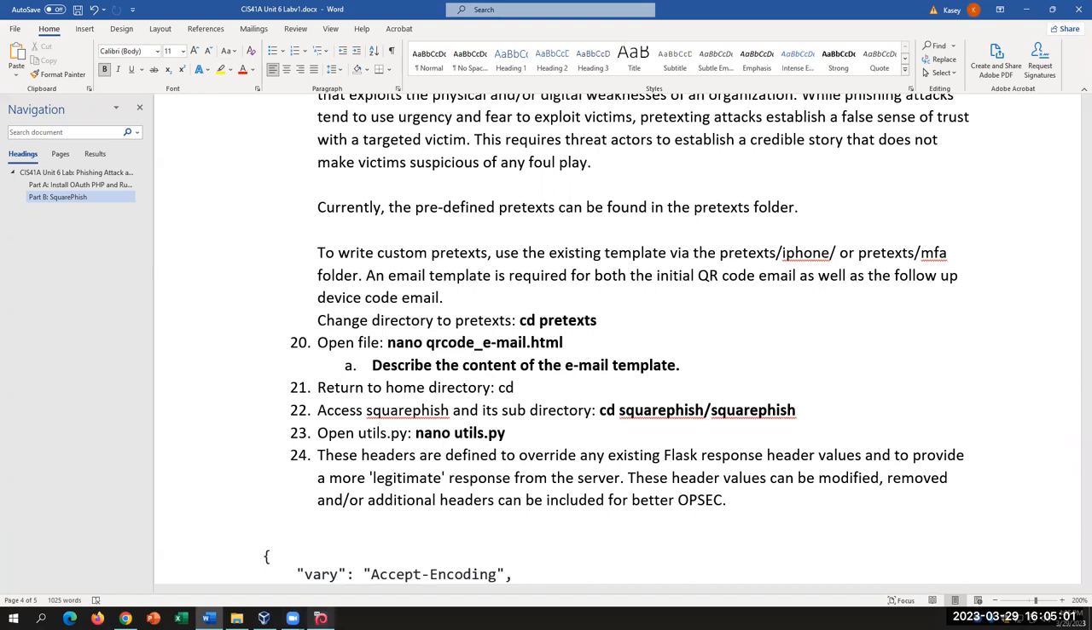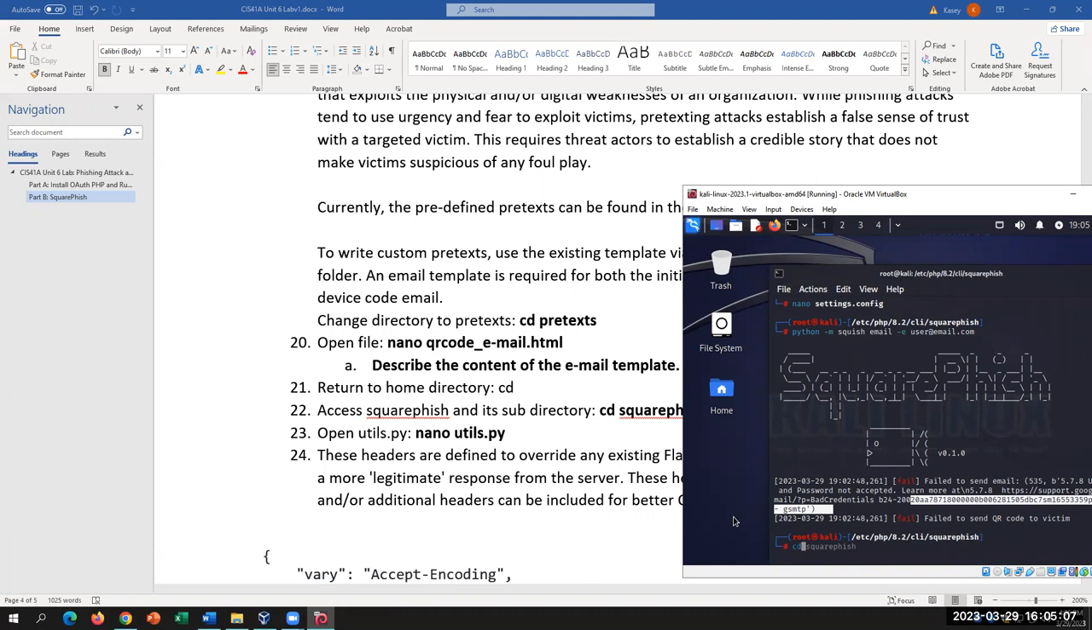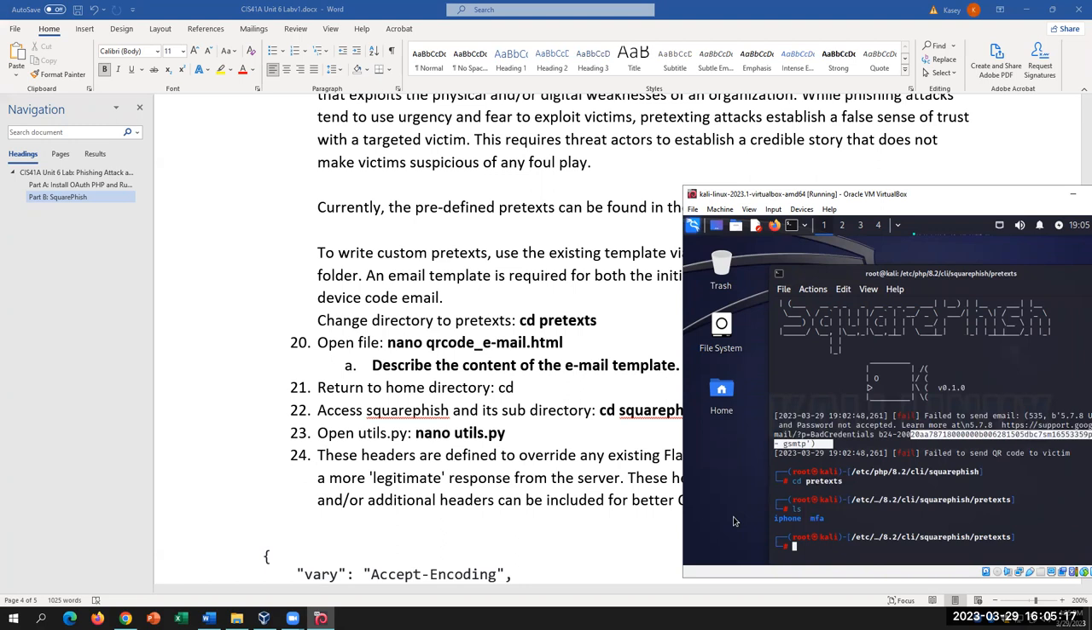And in order to do some pretext, you've already installed SquarePhish, it's already there. Let's look at pretext. If you do ls on it, you'll see that it has the iPhone and the MFA directories. If you want to target iPhone, you would use the template inside this directory. MFA is for multi-factor authentication, like the Microsoft one we looked at in the picture, right? If you want the iPhone, I would go into the iPhone directory.